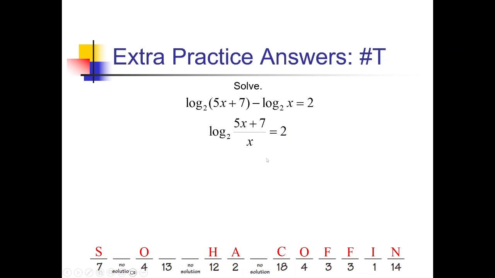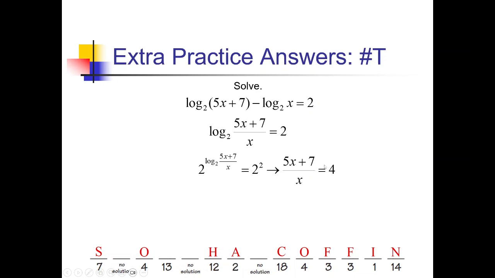And unlike the last problem, there isn't really any way I can simplify this expression by factoring and canceling anything out. I could split it up into 5 plus 7 over x if I divide each of these by x, but I'm not sure that's something I want to mess around with after getting rid of the log. So I'm just going to go straight to raising 2 to both sides of this equation. Doing that gives me 5x plus 7 over x on the left side, and on the right side, 2 to this 2 here is going to be 4.